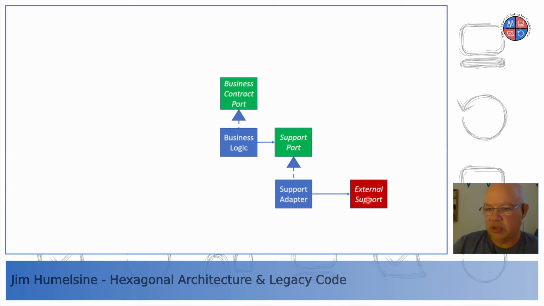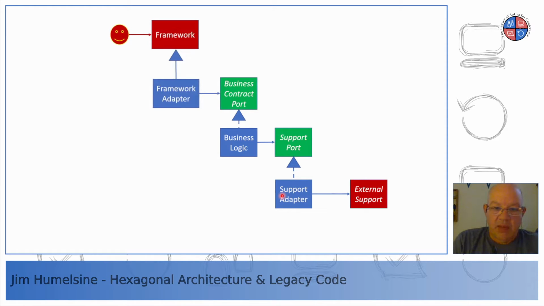I'm going to show red to mean something external from what you're mainly dealing with. In this case, the external support could be the actual database, the file system, the RESTful call, etc. The support adapter is going to implement the methods defined in the contract and delegate to that external support. So, for example, if this were a database, the SQL statements might reside in the adapter.